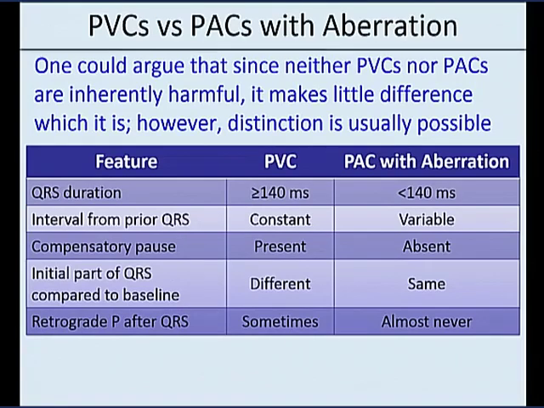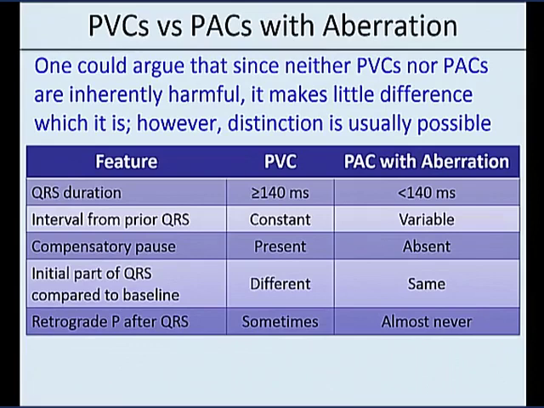A compensatory pause after the wide complex beat is almost always present with PVCs, but not with PACs. This is because PACs will reset the sinus node, and so the next QRS complex will come in a little bit earlier. It won't have a compensatory pause twice the previous RR interval, whereas most PVCs do not conduct back to the sinus node, therefore they don't ever affect it. The next P wave comes right on time.